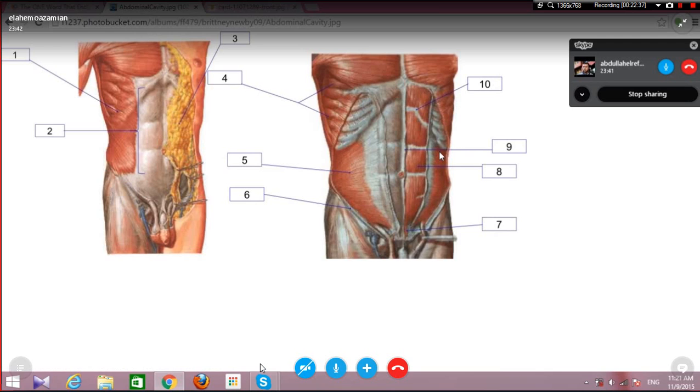Okay. And what is the origin? It originates from the costal cartilage of 7th to 12th ribs and inserts, so it goes horizontally to the linea alba. Okay? What does it do? It also compresses the abdominal viscera. Do you know where we use the compression of abdominal viscera?